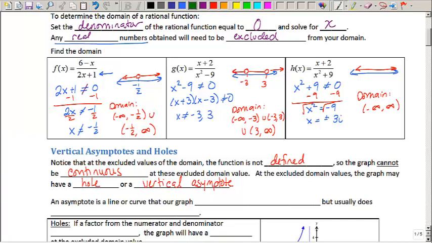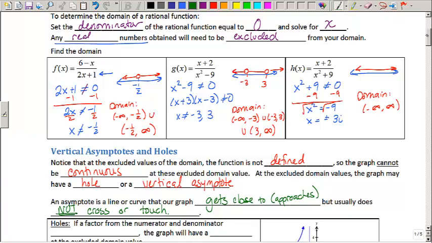We'll be using lots of asymptotes, so let's just give you a quick definition of what an asymptote is. An asymptote is a line or curve that our graph gets close to. And in math terms, we like to say approaches. But approaches just means my graph is going to get really, really close to it, but usually does not cross or touch. So the graph gets really, really close to it, but it doesn't ever touch it.